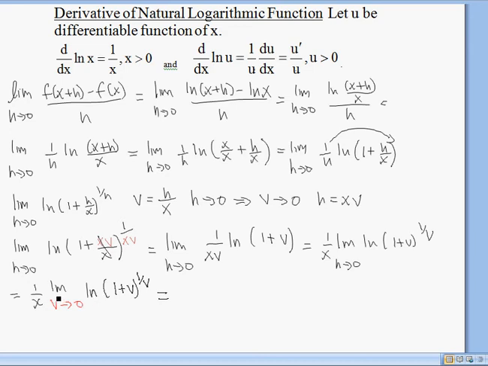And I'm just going to move this ln out of the way and squeeze the limit in between them. So this is 1 over x times the natural log of the limit as v approaches 0 of (1 plus v) to the 1 over v. Now the question is, what is this equal to? So let's use the graphing calculator to help us out with that. Hopefully that's equal to something nice.